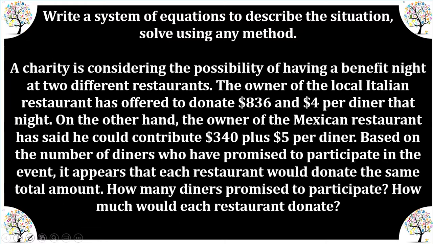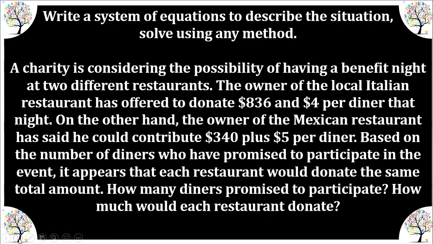Okay, here's our last example. A charity is considering the possibility of having a benefit night at 2 different restaurants. The owner of the local Italian restaurant has offered to donate $836 and $4 per dinner that night. On the other hand, the owner of the Mexican restaurant has said he could contribute $340 plus $5 per dinner. Based on the number of dinners who have promised to participate in the event, it appears that each restaurant would donate the same total amount. How many dinners promised to participate, and how much would each restaurant donate?